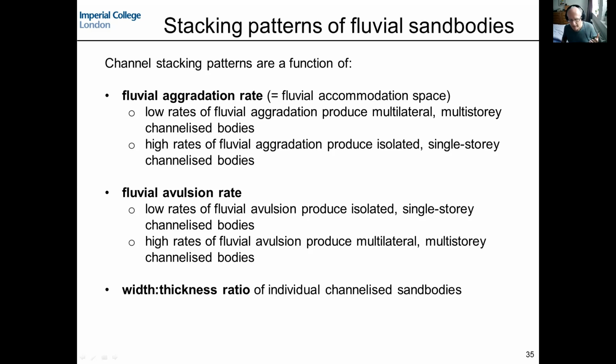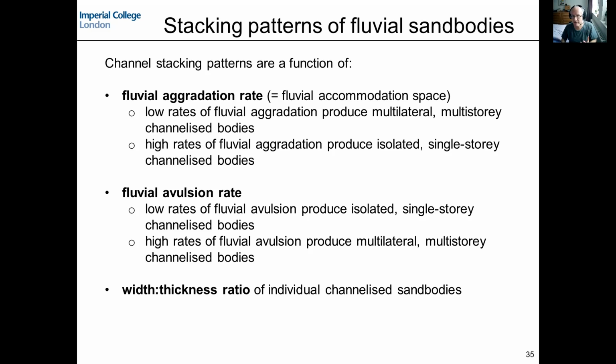that maybe gives us an idea about how accommodation varies, but of course we also have to fill that accommodation space, and that gives rise to patterns in the way that channels are stacked. And there's sort of two things we can think about here. So one is the aggradation rate. That's the degree to which the rivers are building up vertically, and that's really a function of the accommodation space. So if the rivers are building up slowly, in other words, we have a low but gradual increase in accommodation space, then the river channels become densely stacked.